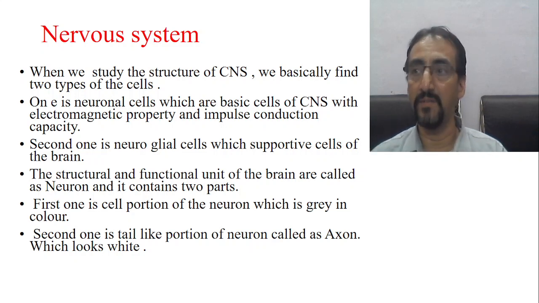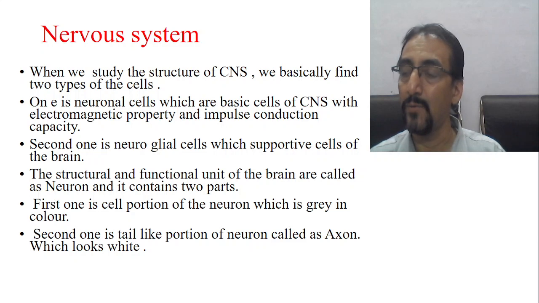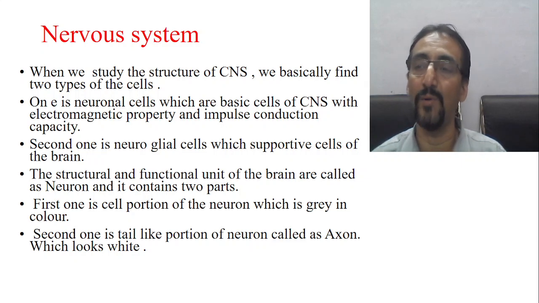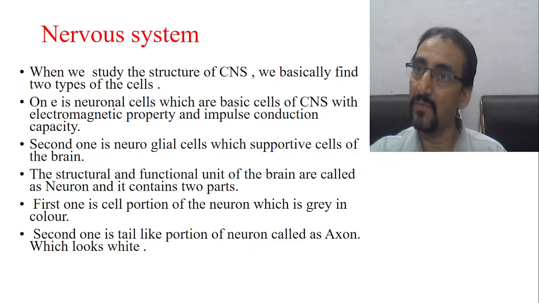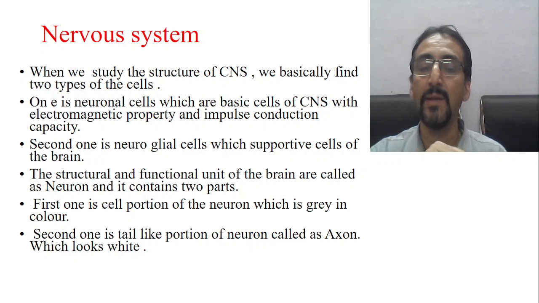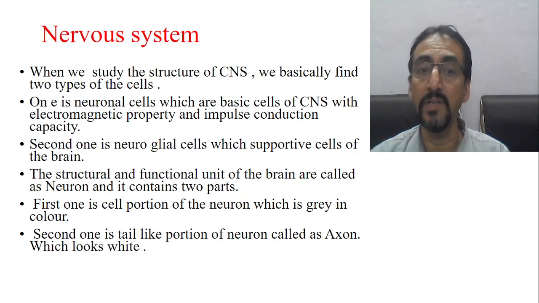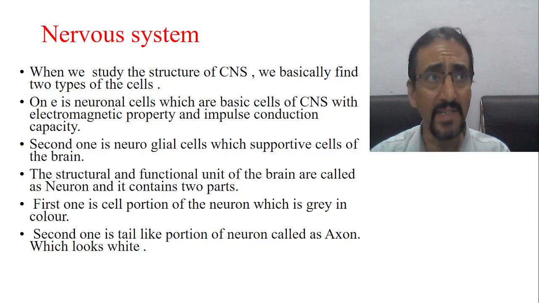They can produce some impulse. They can transmit it, and also conduct that impulse. Because of this, it is able to give a motor response, because when the sensations are received, that sensation is later compared and analyzed. Afterwards, it gives a motor response in the form of an electromagnetic impulse, because that neuron has that capacity. So these are the two important specialities of neuronal cells. It has electromagnetic property, an electrical discharge will be produced there, and also impulse conduction capacity.